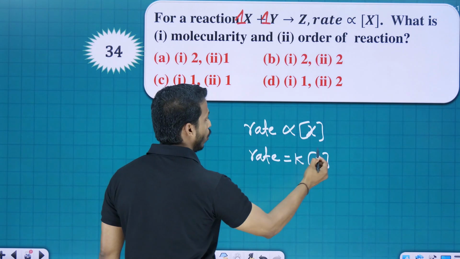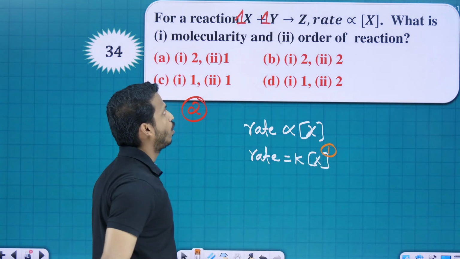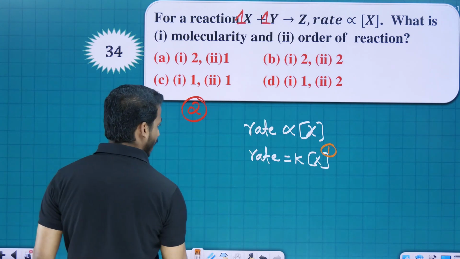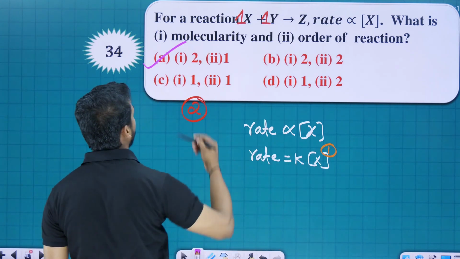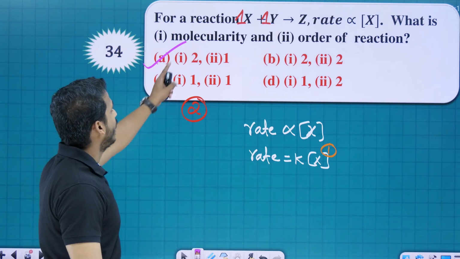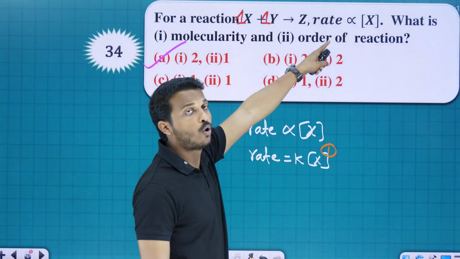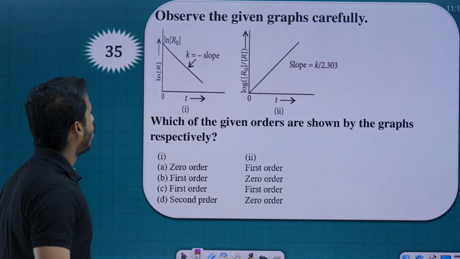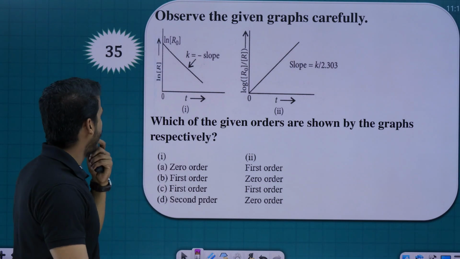And what is the order? Order is the sum of the powers, right? It is a first order reaction. So 2 is the molecularity, and 1 is the order of the reaction. Clear, everyone? All right. So molecularity is the number of reactants, and order is the sum of the powers. Next one, observe the given graph carefully.